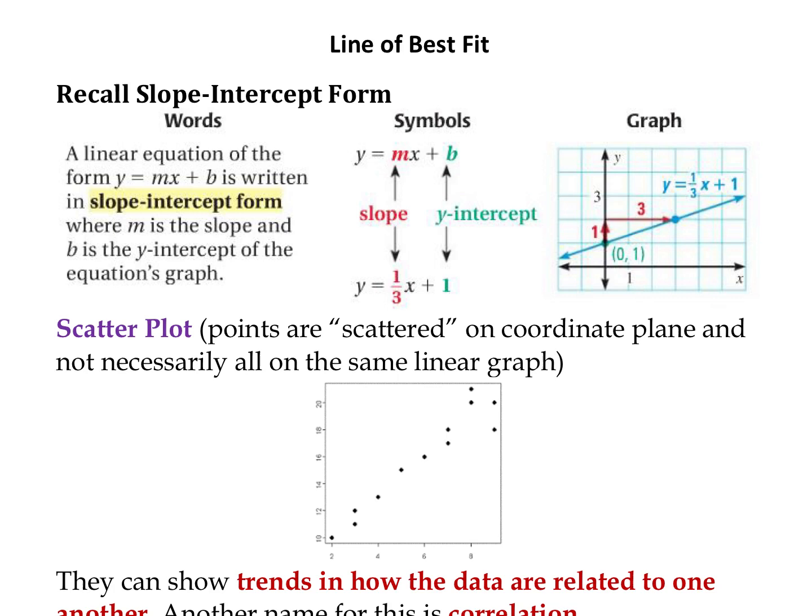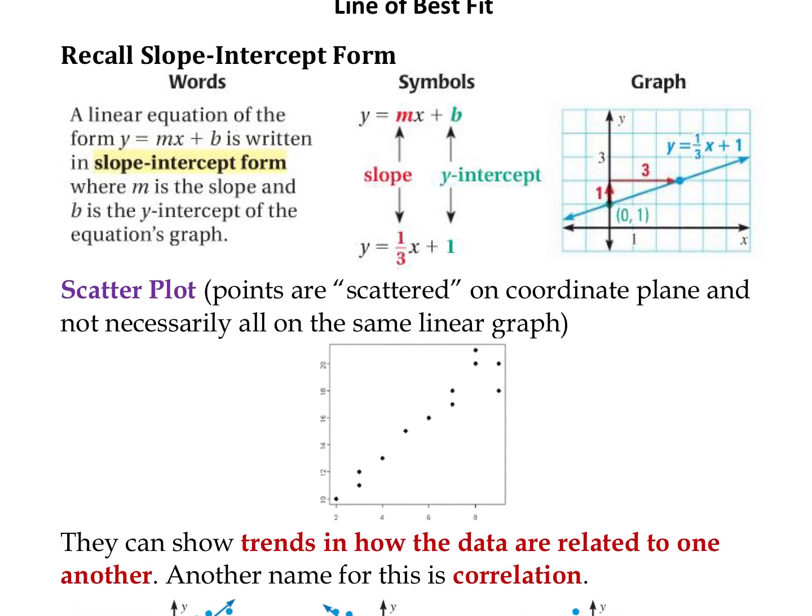Well, not everything always fits on an exact line. We can see here some points that wouldn't be a straight line going through all of them. That's called a scatter plot, where the points are more scattered around on the coordinate plane. So when we have a scatter plot, we could see trends in the data.